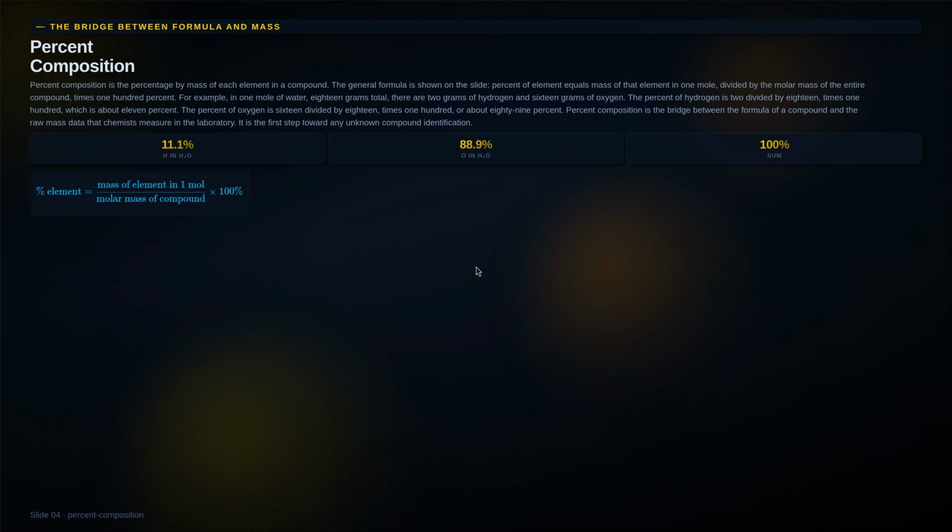Percent composition is the percentage by mass of each element in a compound. It is calculated by dividing the total mass of one element in one formula unit by the molar mass of the entire compound, then multiplying by 100%. The general formula is shown on the slide. Percent of element equals mass of that element divided by molar mass of compound times 100.